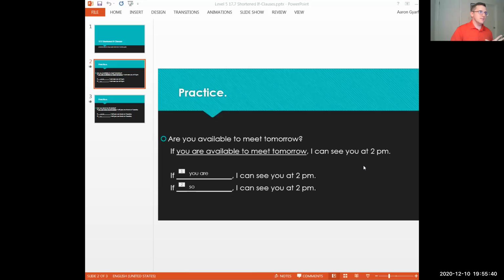Let's look at a couple more examples before we go. I'll give you an if phrase, and we can see how we can shorten this a couple of different ways.